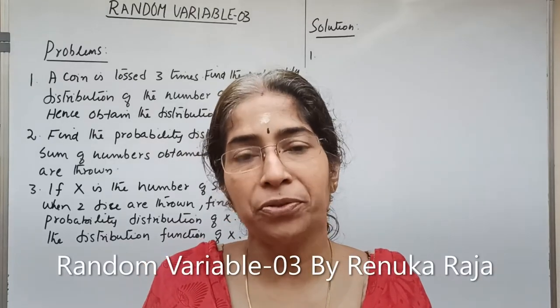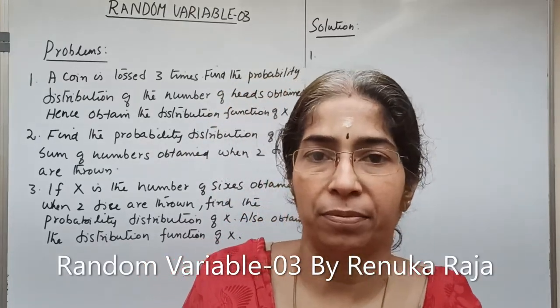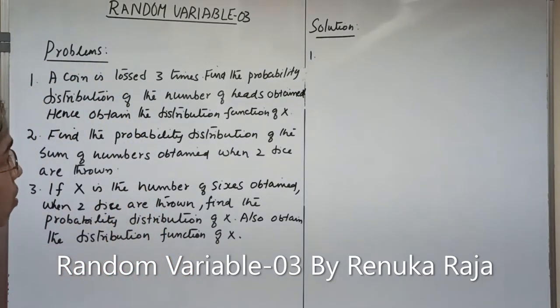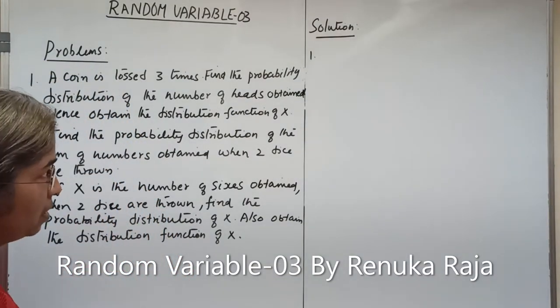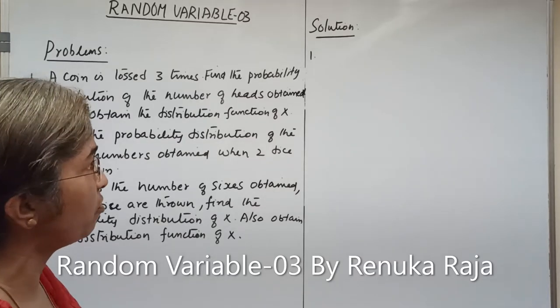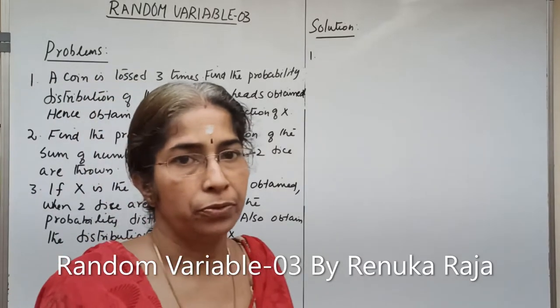Today we are doing problems on random variable. We consider a question. The problem is: a coin is tossed 3 times. Find the probability distribution of the number of heads obtained. Hence obtain the distribution function of X.